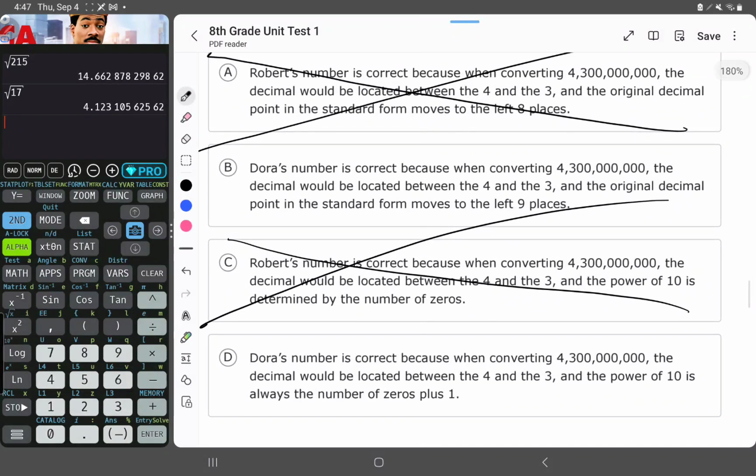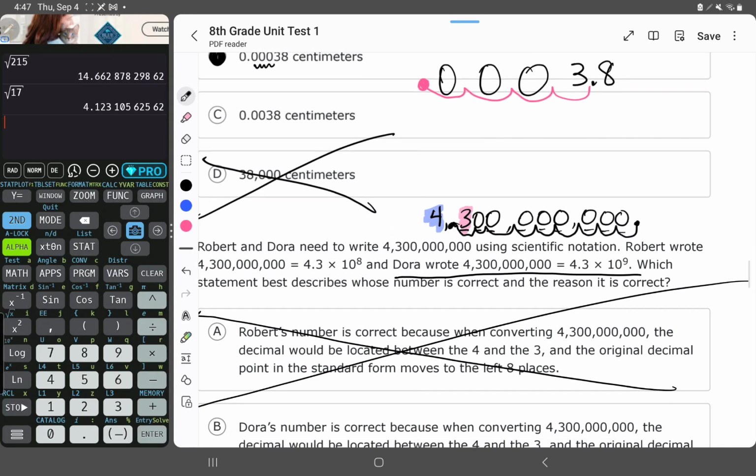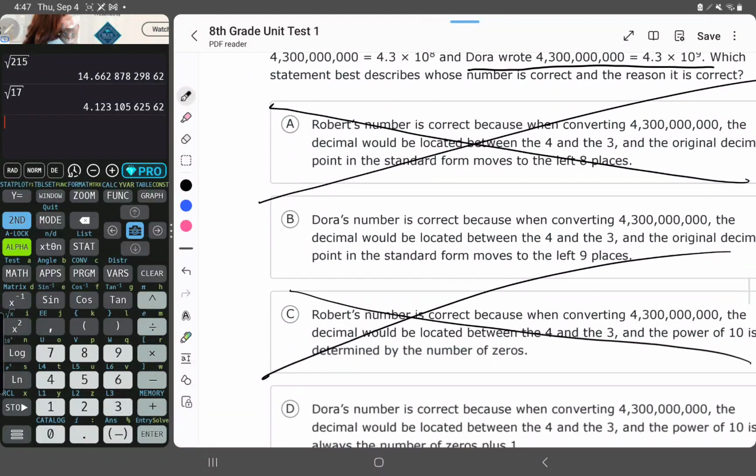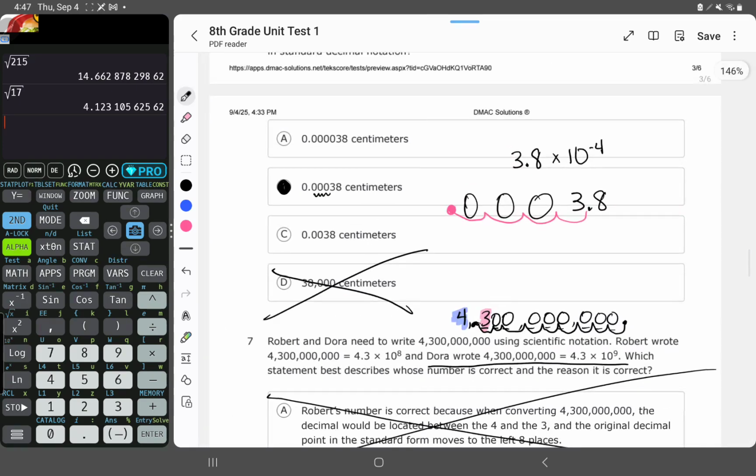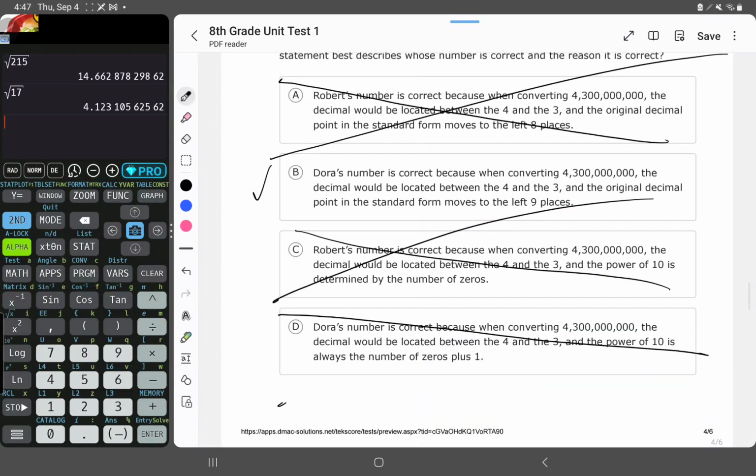The first one says Dora is correct because when converting 4 billion, 3 million, the decimal would be located between the 4 and the 3, and the original decimal point in the standard form moves to the left 9 places. Hey, isn't that what we just did? We just moved it to the left 9 places. That sounds good. The next one says Dora is correct because when converting 4 billion, 3 million, the decimal will be located between the 4 and the 3, and the power of 10 is always the number of zeros plus 1. That is wrong. Remember, we talked about how we do not count zeros at all. So that's B.